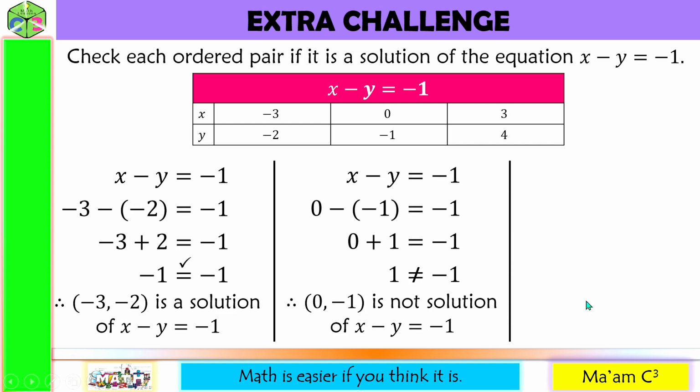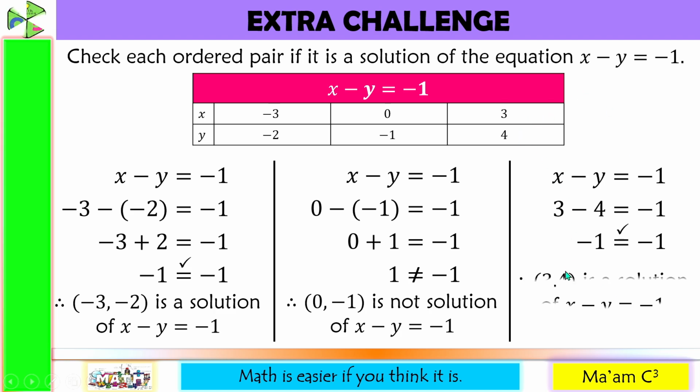Let's have the last one. I'll copy again the given equation. I'll substitute 3 for x, 4 for y. So I have 3 minus 4 and that is equal to -1. Are they equal? Yes, they are. So it means (3, 4) is a solution of x minus y equals -1.